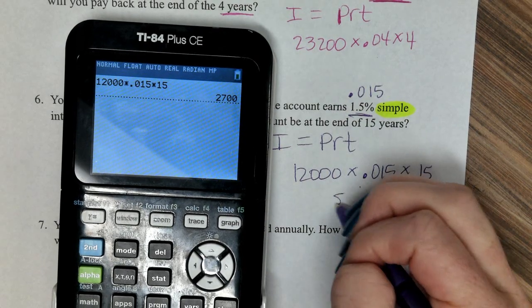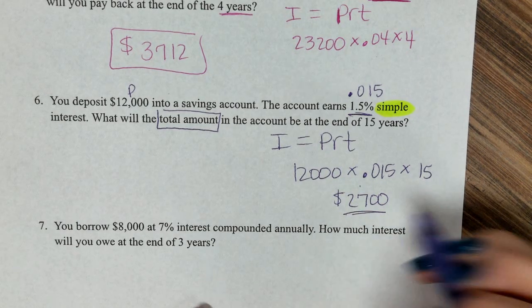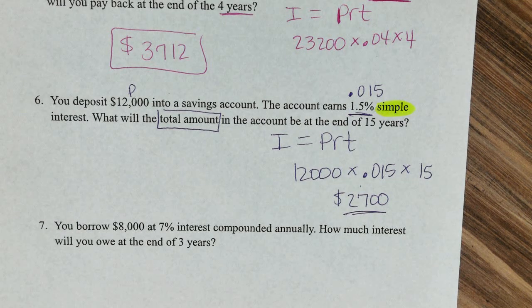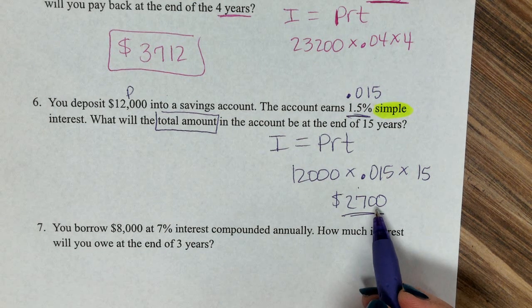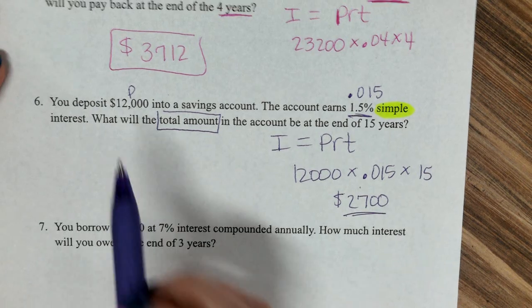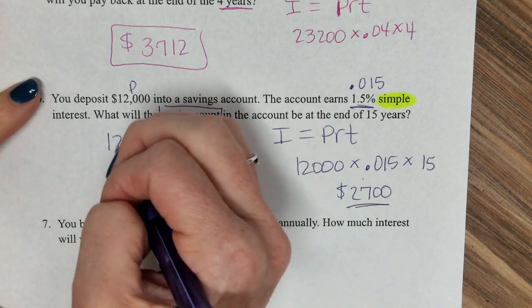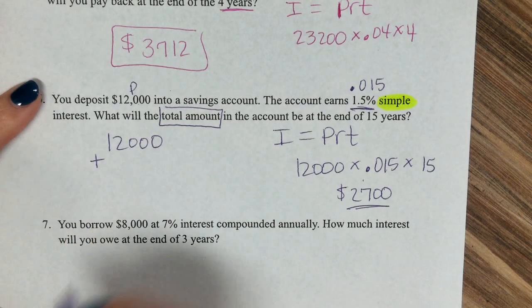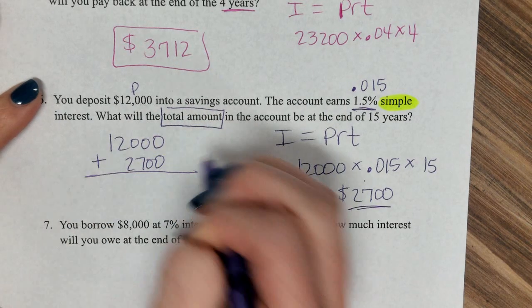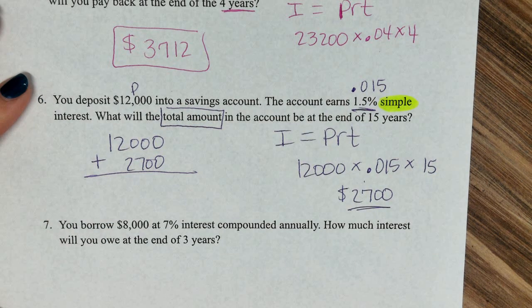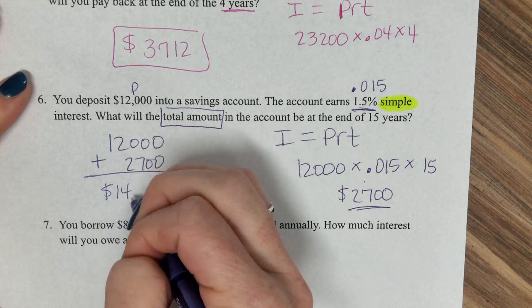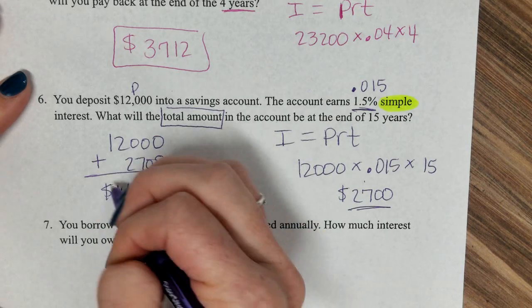The interest is $2,700. Is that going to be my answer? No, because the question said, what will the total amount be? So I take my answer and I add it to what I started with. How much money did I deposit? So I have to take $12,000 and add $2,700 to get my answer, which is $14,700.